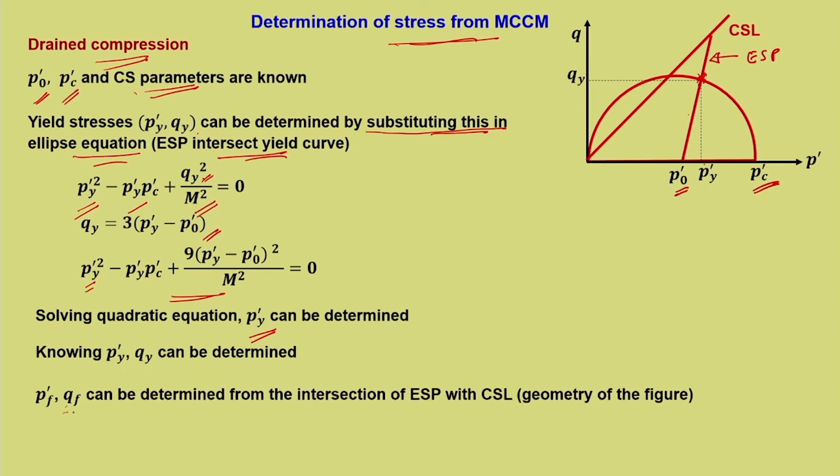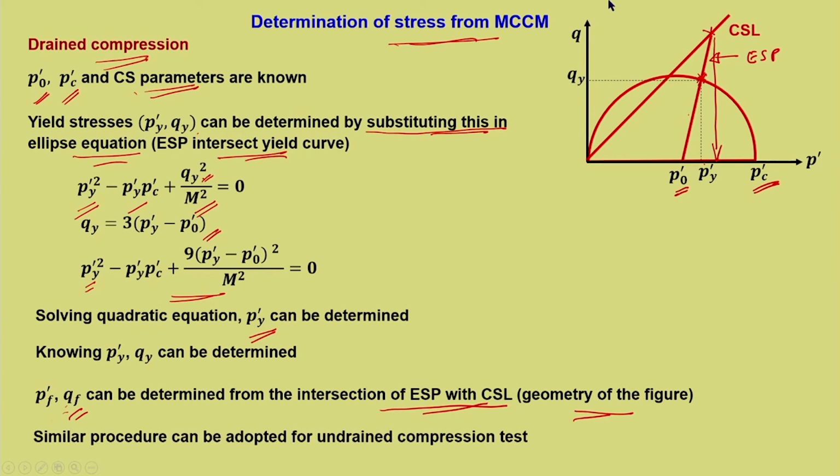Similarly, P'_F and Q_F can be determined from the intersection of ESP with CSL, this particular point. Now, this is nothing but the geometry. So, from the geometry of the figure, we can determine Q_F and P'_F. Rather, we have discussed how to determine Q_F and P'_F in the previous lecture, the same geometry. Similar procedure can be adopted for undrained compression test.